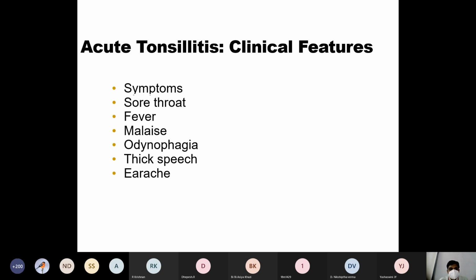The symptoms will be sore throat, fever, malaise or weakness, odynophagia or painful swallowing, thick speech, typically the hot potato speech in the oropharyngeal lesions, and sometimes the pain can be referred from the oropharynx to the ear, most commonly in the follicular tonsillitis or when there are ulcers formed on the surface of the tonsil.